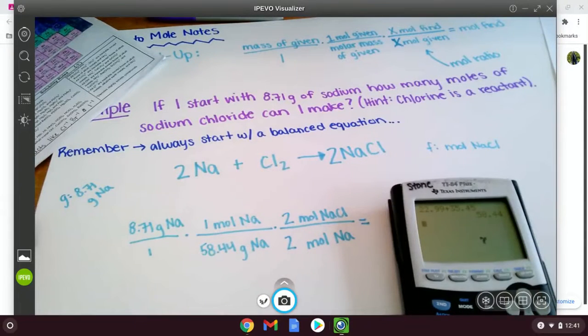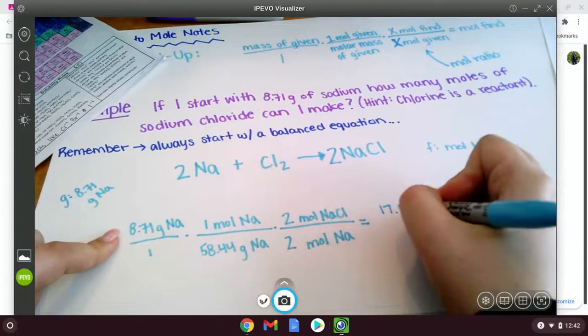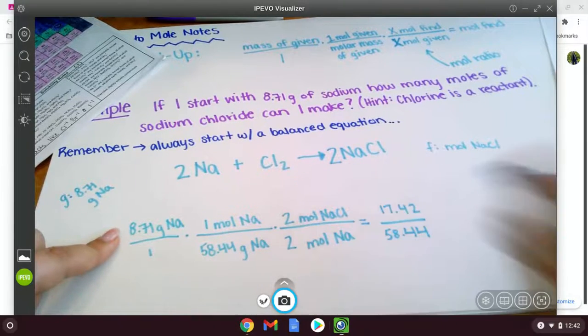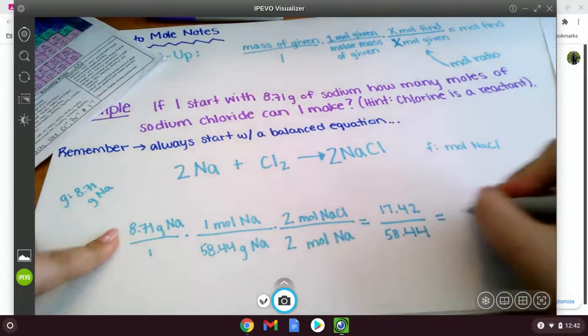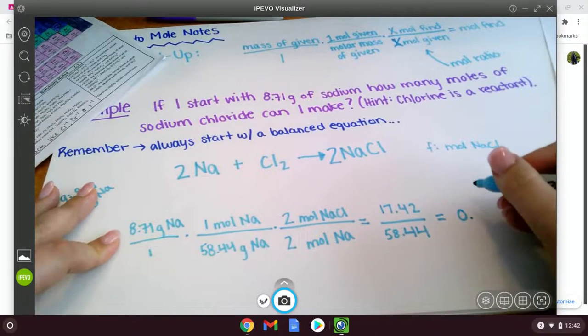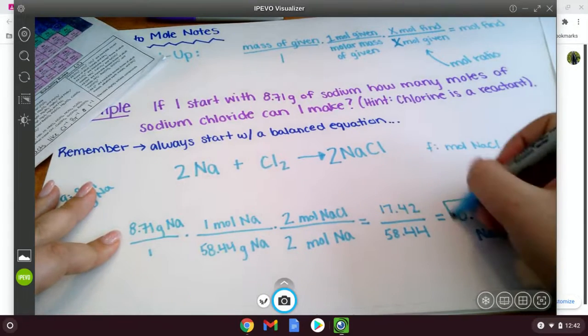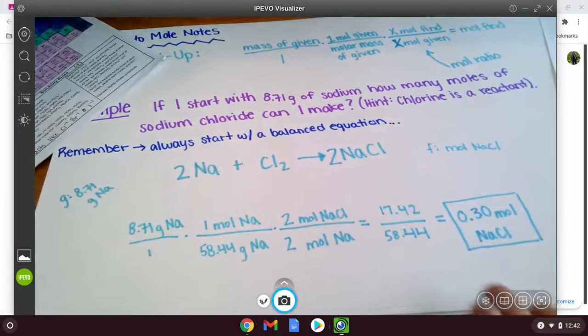So to do this math, I'm going to take 8.71 times 2, and that gets me 17.42, and I'm going to divide that by 58.44. So that gives me a final answer of 0.30 moles NaCl. And whenever we go from grams to moles, we expect the number to be smaller. So we're on the right track.